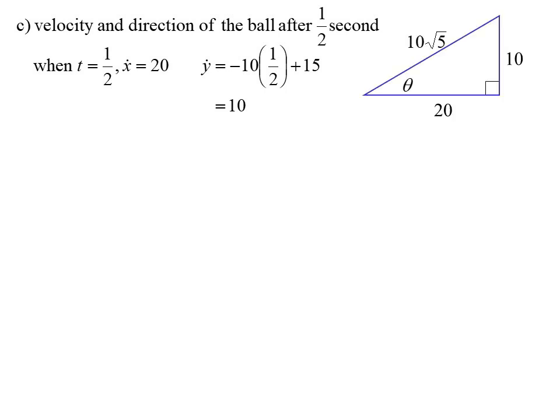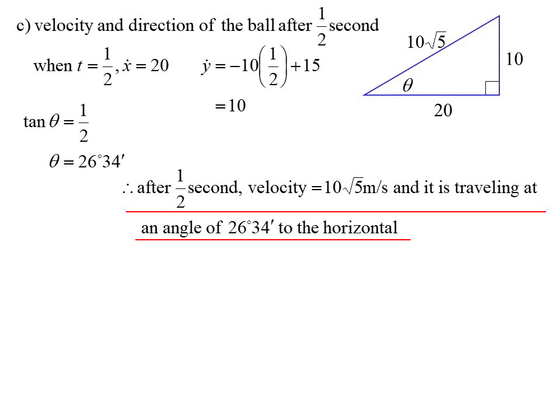After half a second, what's the velocity and direction? Well, I know it takes 1.5 to get to the greatest height, so I know at least it's going up after half a second. I know that. I can work out the vertical velocity, and that confirms it's going up because it's a positive value. Draw a triangle. We can now calculate the velocity and direction. In fact, I've already worked out the velocity by Pythagoras there. The angle, 26°34'. There we go. So after half a second, it's travelling at 10 root 5, at an angle of 26 degrees 34.